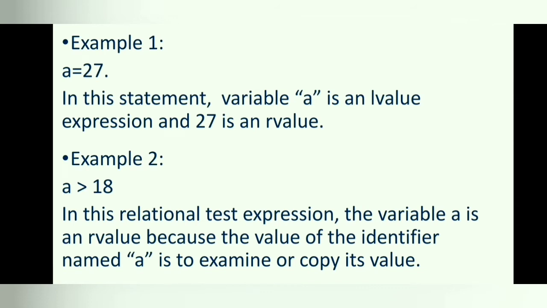Example 2. A > 18. In this relational test expression, the variable A is an Rvalue because the value of the identifier named A is used to examine or copy its value. In this expression, the variable A is not an Lvalue because whenever the object is receiving a value, that is, it is being modified, then the object is an Lvalue.